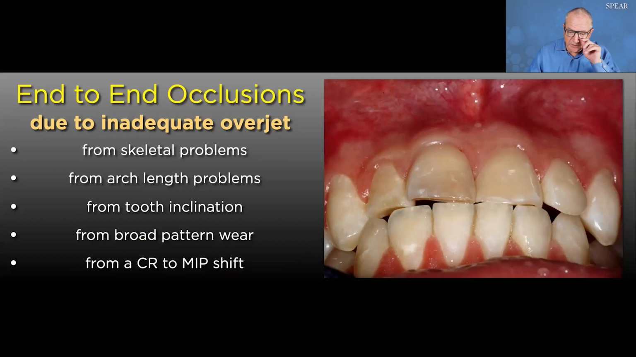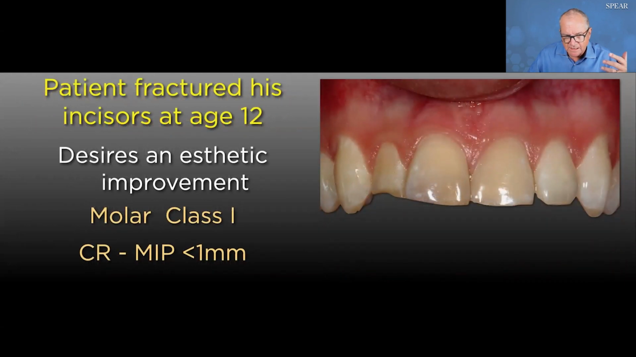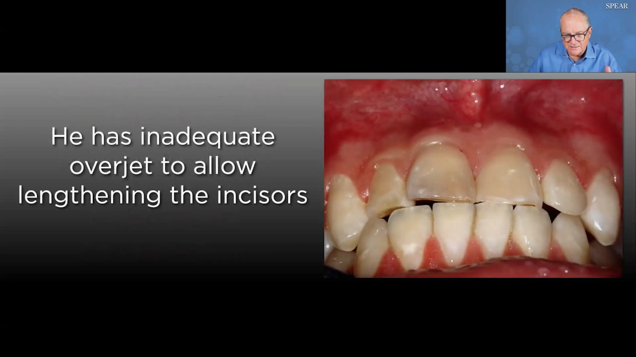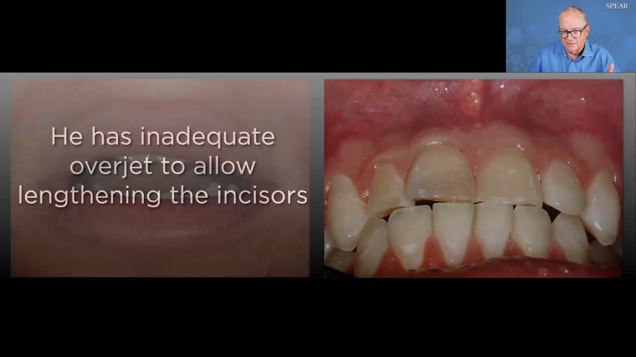All right, so let me just walk you through a few cases quickly to show you how this all works. So here is a young patient in his 20s. He fractured his anterior teeth at age 12. He wants prettier front teeth, class 1 molar occlusion. Easy case, right? Easy case, except he has an end-to-end occlusion. What he really has is inadequate overjet.